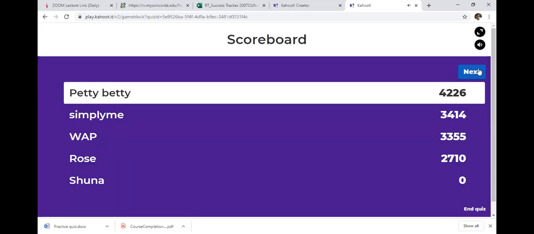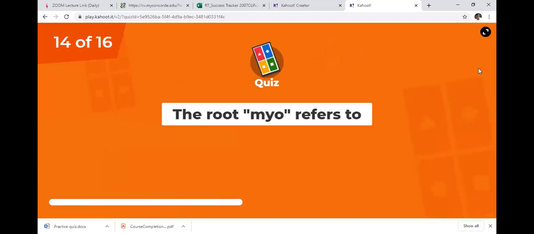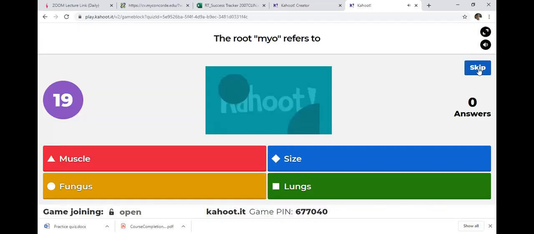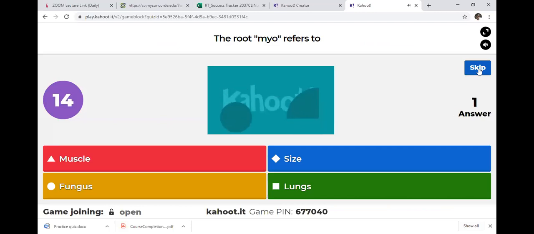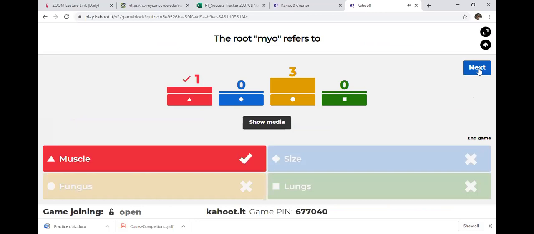Betty, the only one that got that, she pulling away. 14 out of 16. Here we go. The root word myo refers to what? Myo means what? Everybody answered. That was quick. Muscle. Only one person said muscle. Everybody else said what? Fungus? No, fungus is myco.